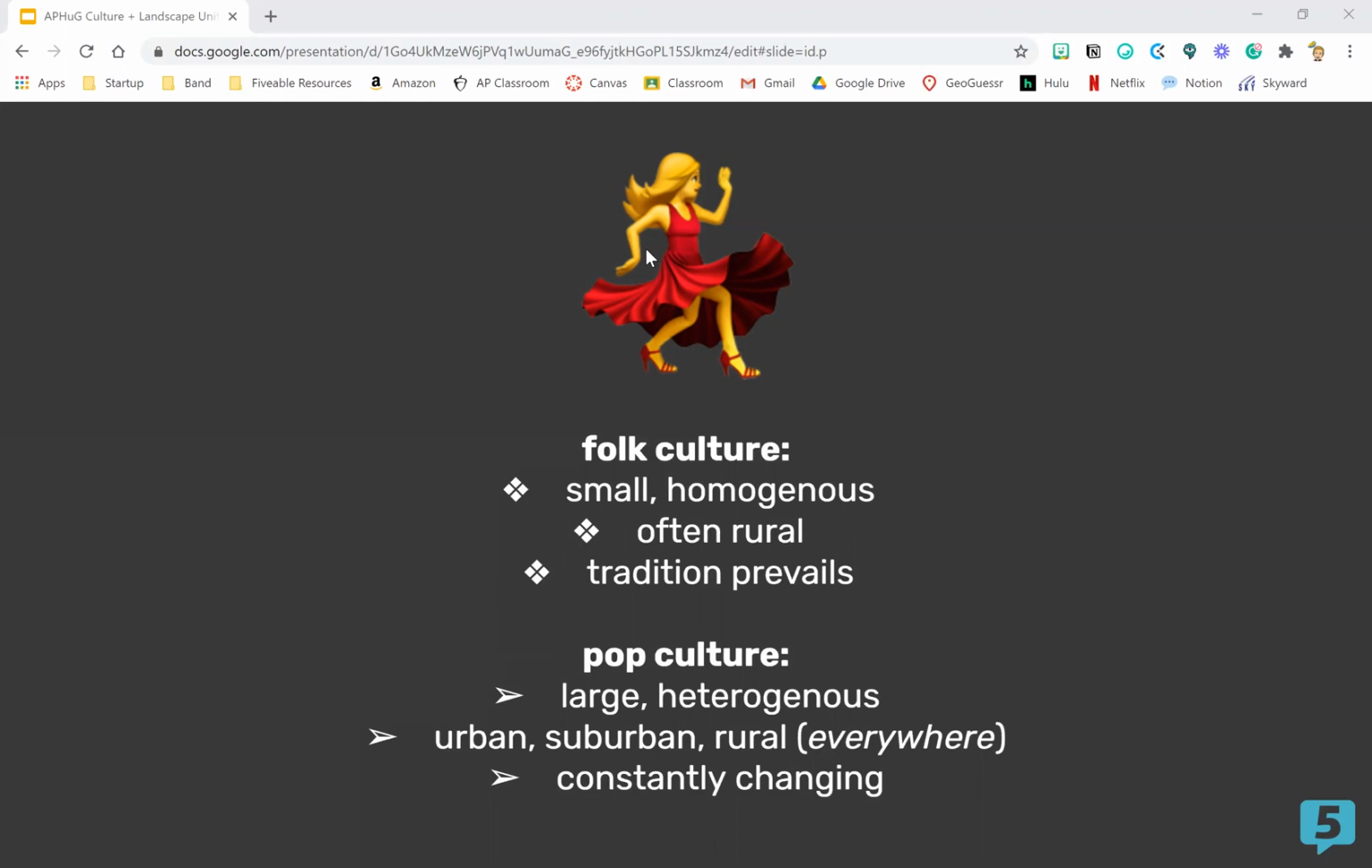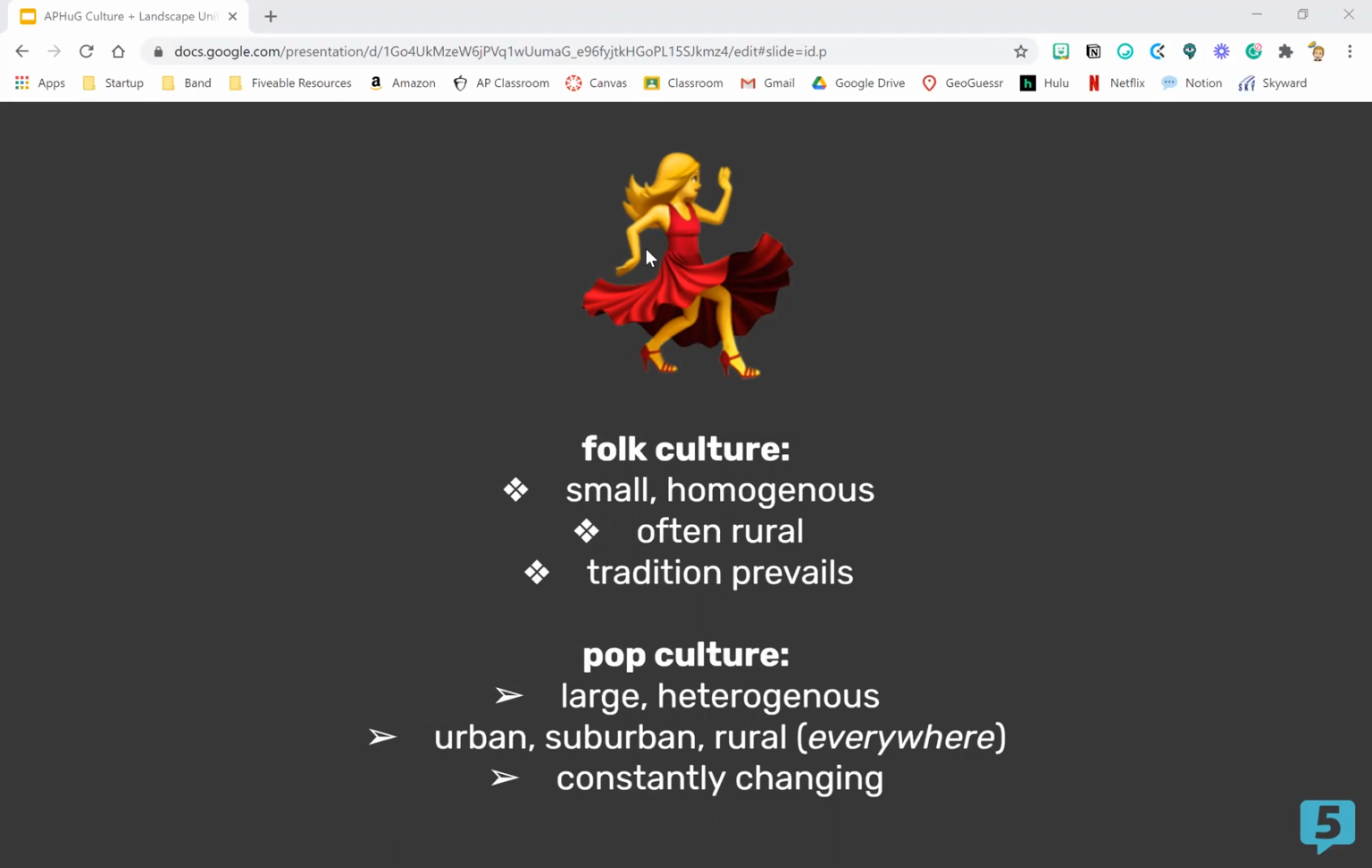And then to the complete contrast of that, we have pop culture. It's large, it's heterogeneous, it's everywhere, urban, suburban, rural, and it's constantly changing. So literally the exact opposite. I even chose opposite looking bullet points for this one. So for pop culture, we're talking about it being a large amount of the population. Everybody loves to talk about pop culture as being fashion or music or TV or movies or any big industry ever. Everybody likes to do these things, and it's constantly changing. It's always adapting to where it's going.